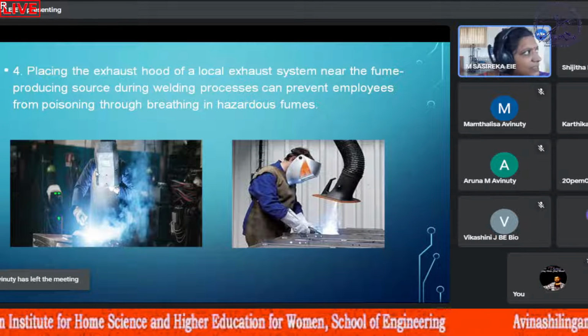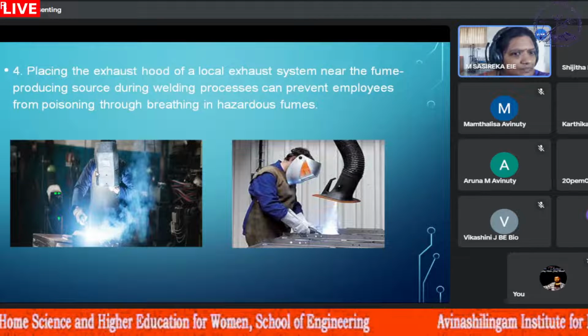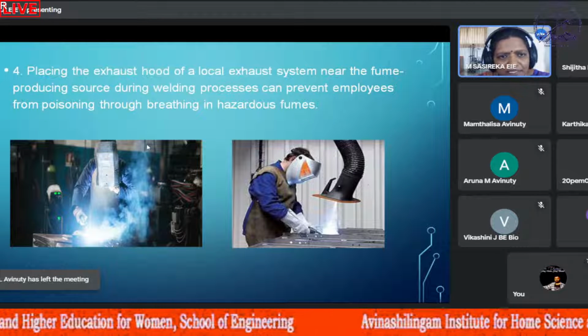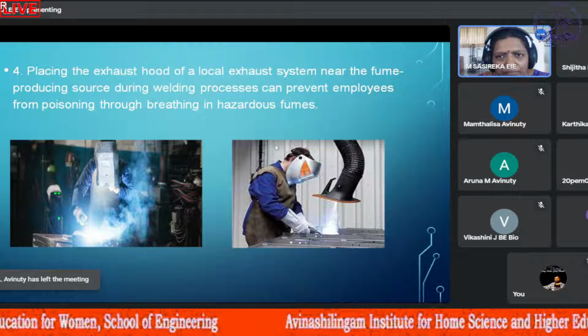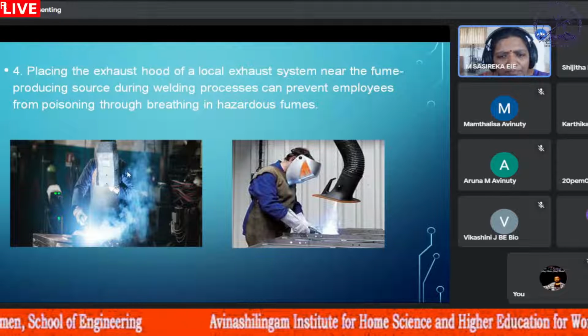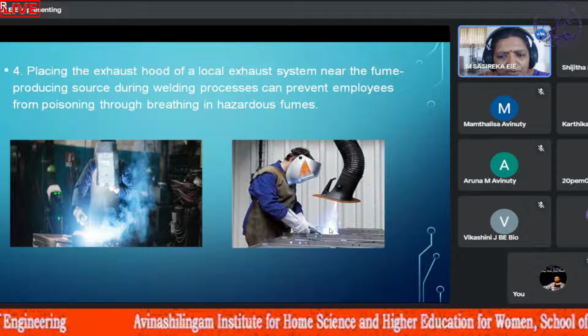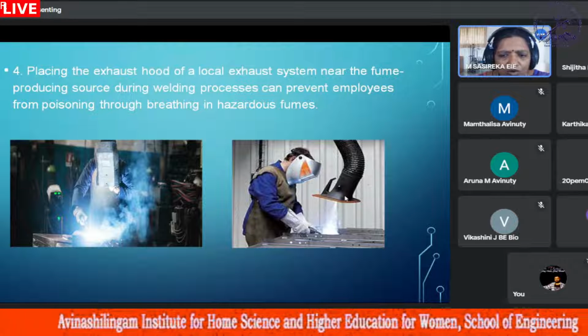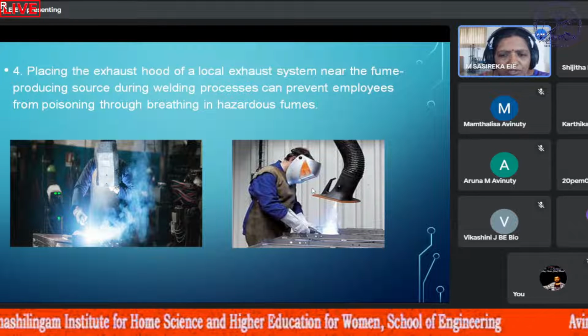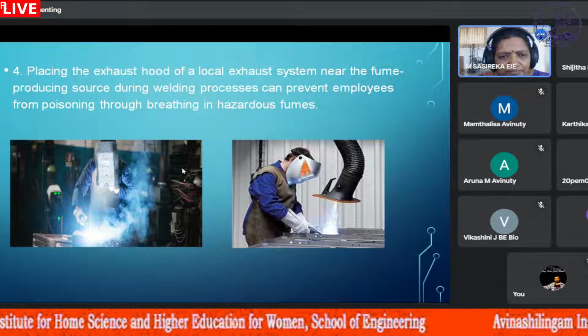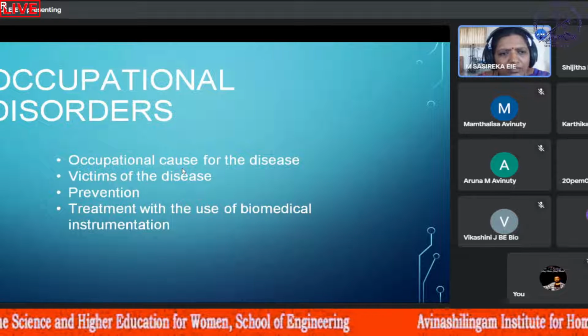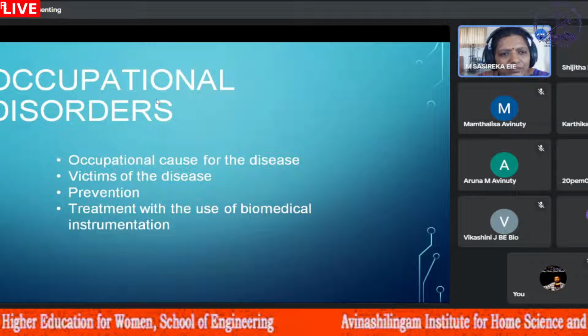So this is another picture indicating how proper chimney will exhaust and suck all the fumes that are produced, so that the patient will be protected.